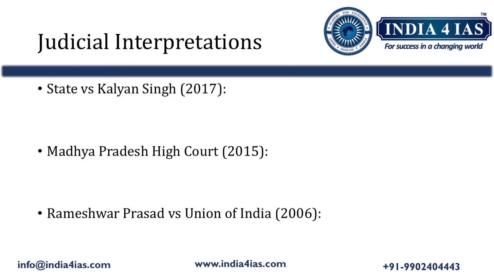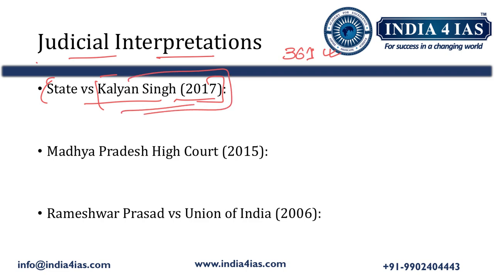Now we will look into the judicial interpretations of Article 361 of the Indian Constitution. The first case is State versus Kalyan Singh in the year 2017. This case is related to the Babri Masjid demolition. In this, the Supreme Court ruled that the immunity of the governor was upheld, whereas the trial was to proceed after Kalyan Singh ceased to be the governor of UP.